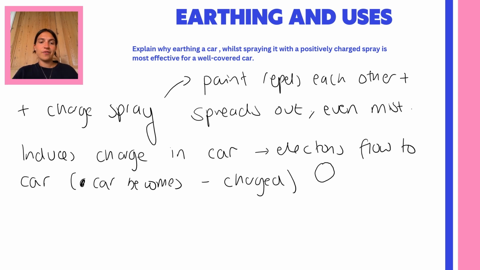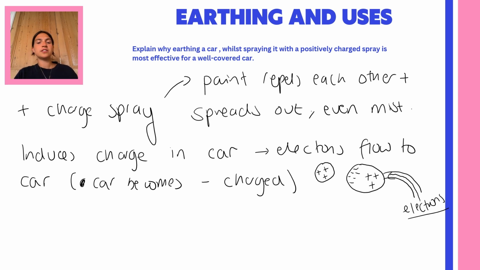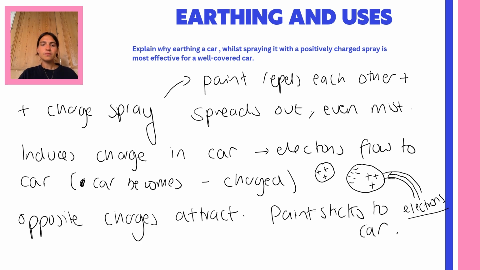Then, if we have a think about earthing the car, when that spray comes towards your car, what you do is you induce a charge in your car. The electrons flow to the car from the earth because they're attracted by this positively charged paint. And then you have a negatively charged car and some positively charged paint, and opposites attract, so the paint sticks to your car.